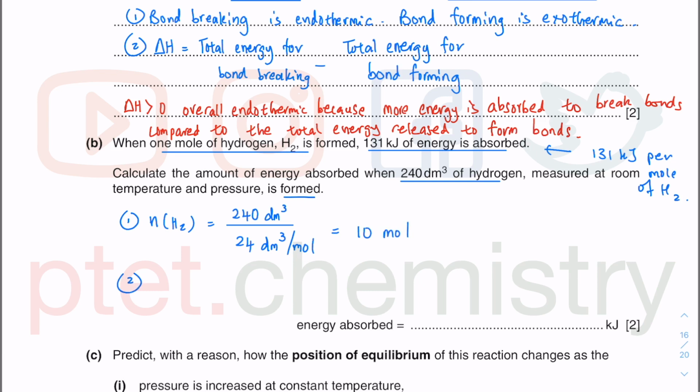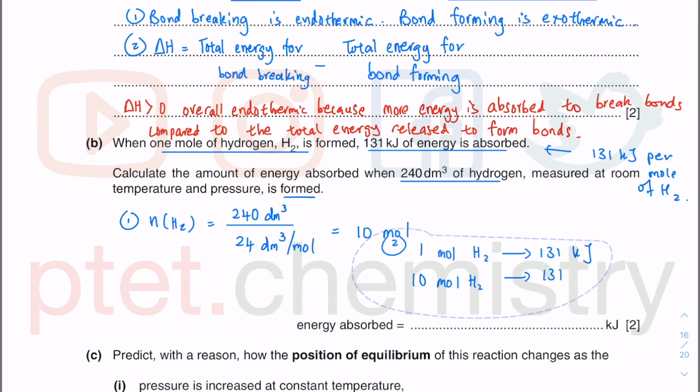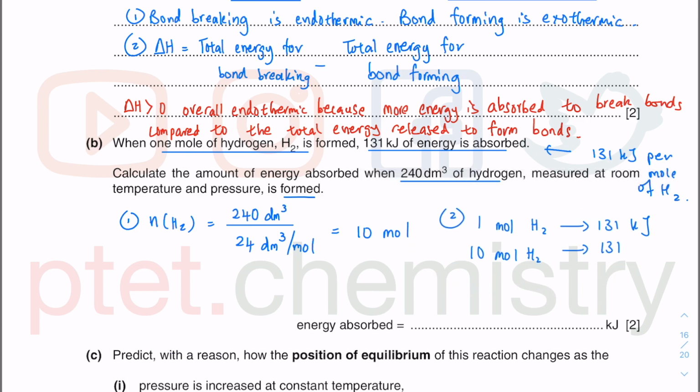So we know that 1 mole of hydrogen gas absorbs 131 kilojoule. If I try and do my direct proportion, it might be better. So 1 mole of H2 will absorb 131 kilojoule of energy. If you have 10 mole of H2, this is going to absorb 10 times the amount of energy. So hopefully that direct proportion should make sense to you. 10 mole over 1 mole, the mole will cancel out, so I get 1310 kilojoule overall. So that is in kilojoule, as calculated in my calculation there.